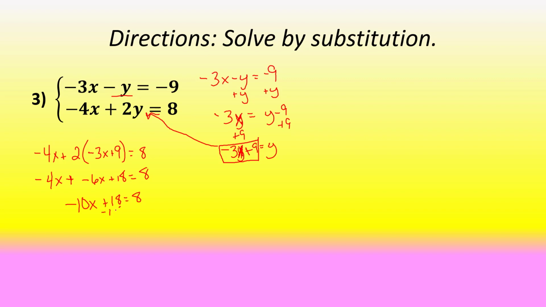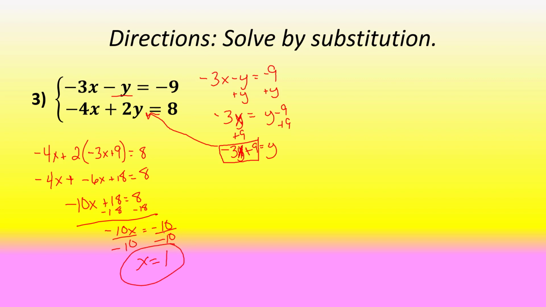We'll subtract 18 from both sides. Negative 10x is equal to negative 10. Divide by negative 10 on both sides. X is equal to 1.